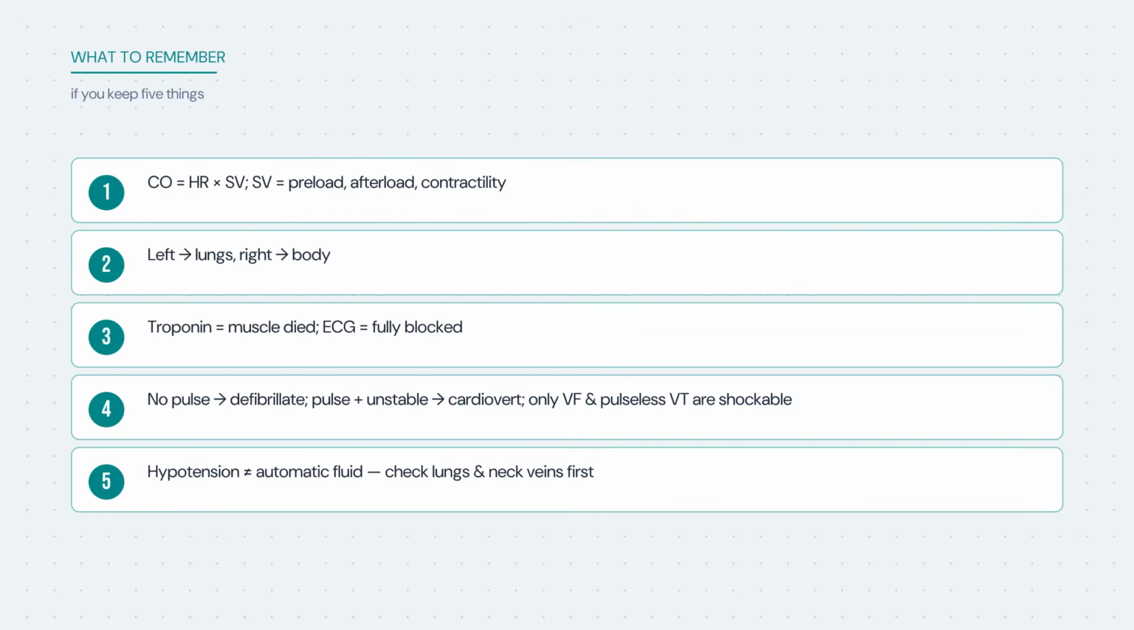If you retain 5 things from this video, make them these. 1. Cardiac output is rate times stroke volume, and stroke volume is preload, afterload, and contractility. 2. Left failure backs into the lungs, right failure backs into the body. 3. Troponin tells you if muscle died, the ECG tells you if the artery is fully blocked. 4. No pulse means defibrillate, a pulse with instability means synchronized cardioversion, and only VFib and pulseless VTAC are shockable. 5. Hypotension does not automatically mean give fluid. Look at the lungs and the neck veins first.